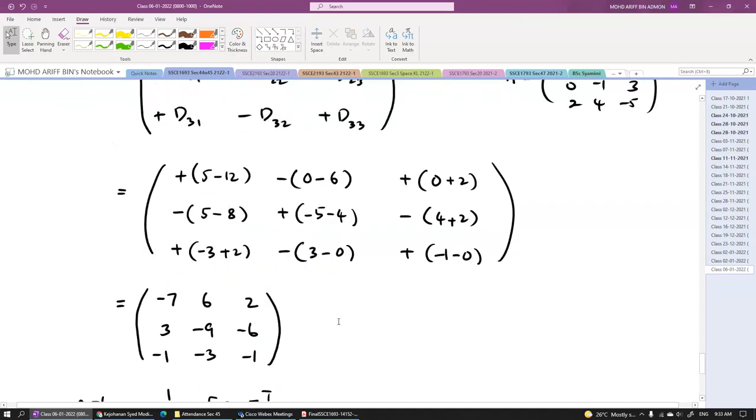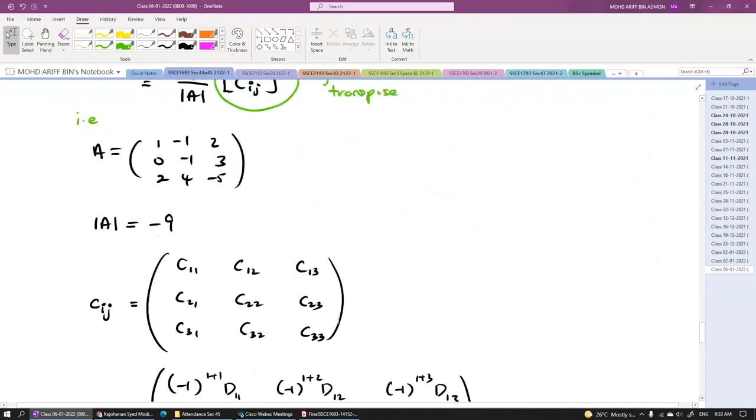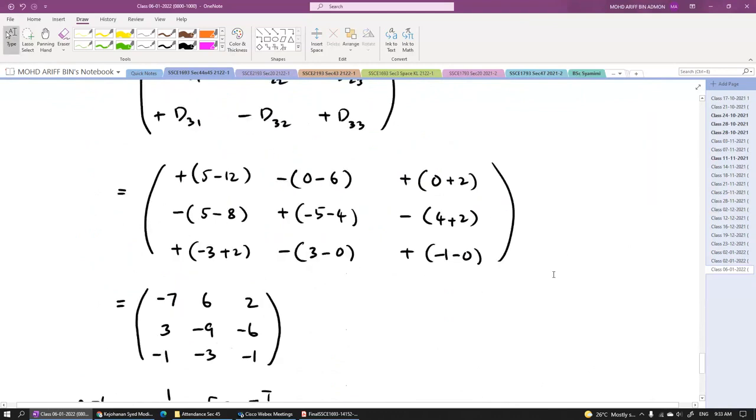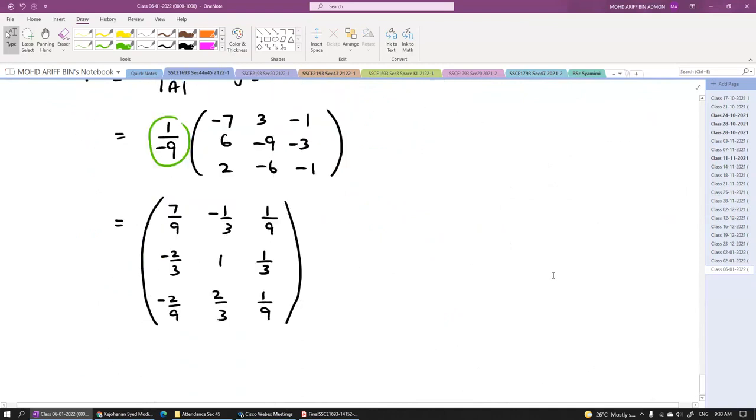Any question for calculating inverse using adjoint? I think this is the one that you learned before, isn't it? You learned how to calculate inverse using adjoint. Am I right? Yes. Any question? May I proceed? Yes, sir. No questions, sir.